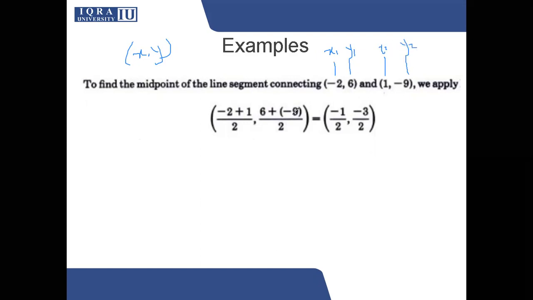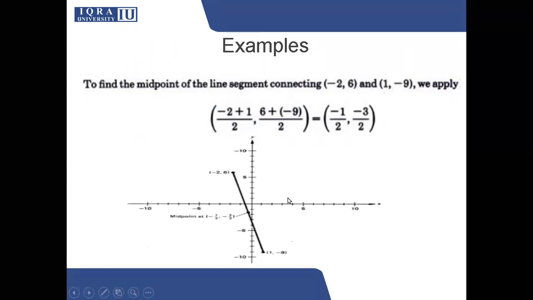Now simply put these values in the formula. My formula was x1 plus x2 divided by 2, so minus 2 plus 1 divided by 2, and y1 plus y2 divided by 2, 6 plus minus 9 divided by 2. You have to make sure that the signs are used correctly, and the addition and subtraction are done correctly as well. When you do this correctly, you'll find that the midpoint is minus half comma minus 3 by 2.